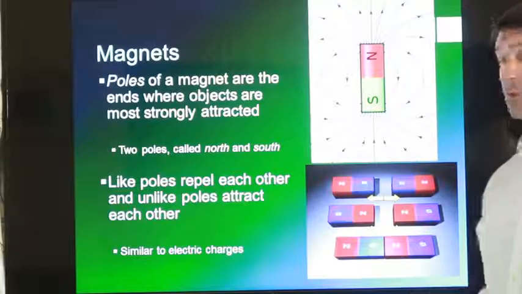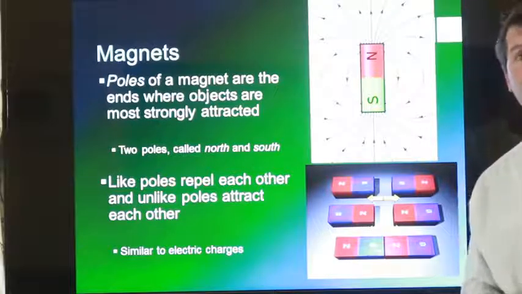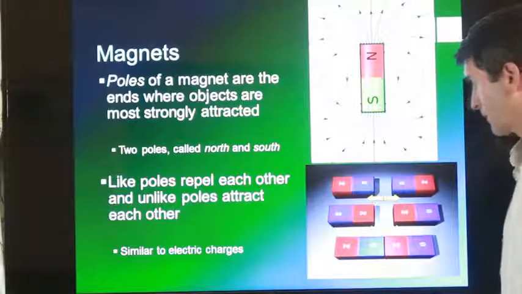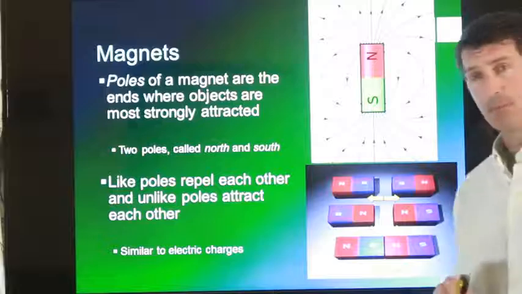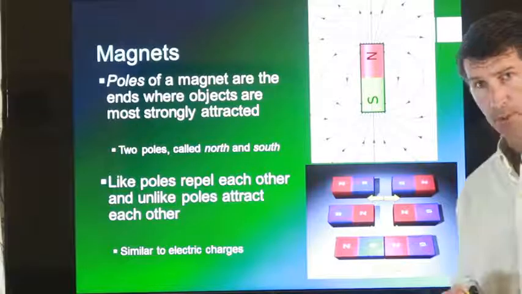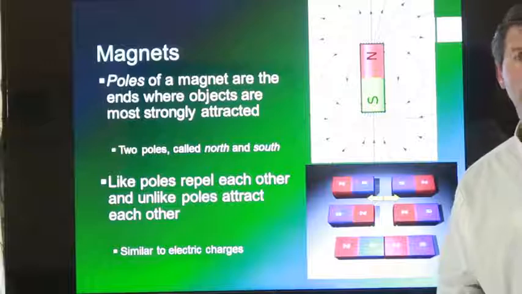You can't have one without the other. Of course, some of the same rules apply to the magnetic force as we have with the electric force. Like poles repel, so a south will repel a south pole, a north pole will repel a north pole, and of course opposite poles attract.